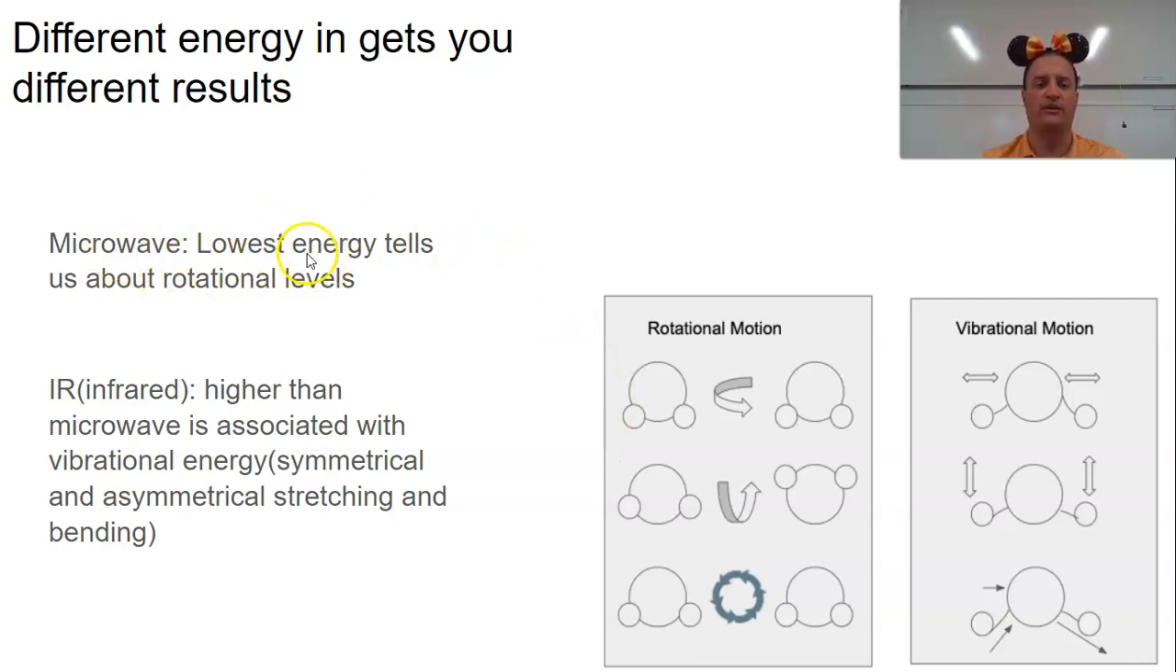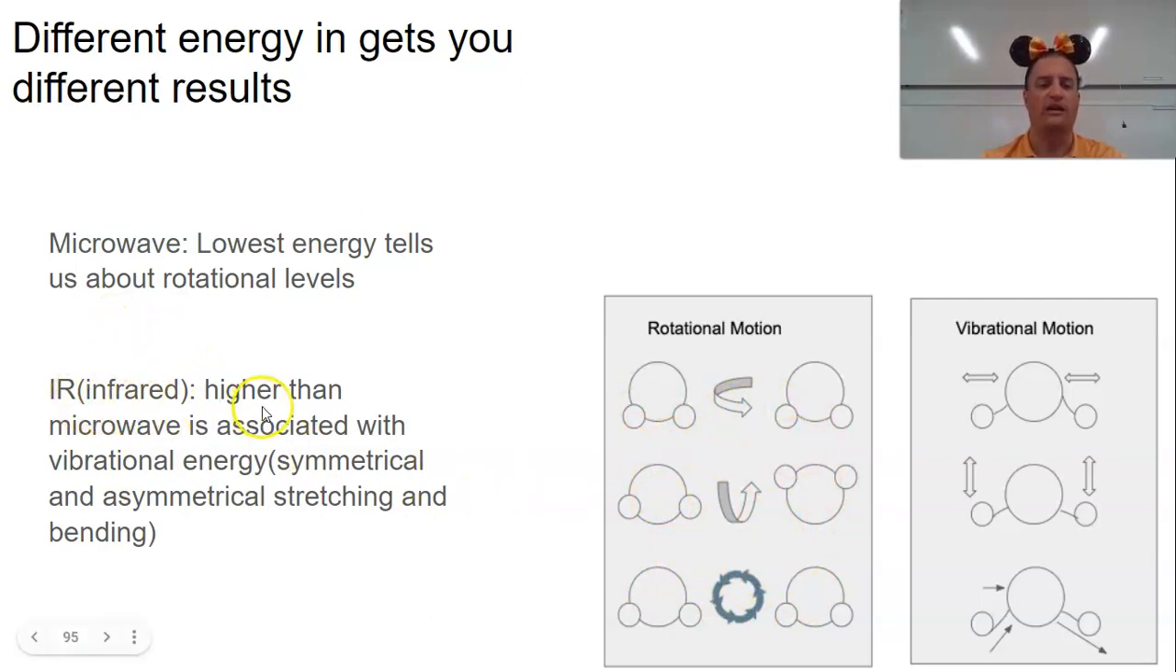Microwave is the lowest that we use, and it tells us about rotational levels. So the energy between things rotating on this plane, and even spinning around all on their own. By the way, this helps us determine more about their shapes.